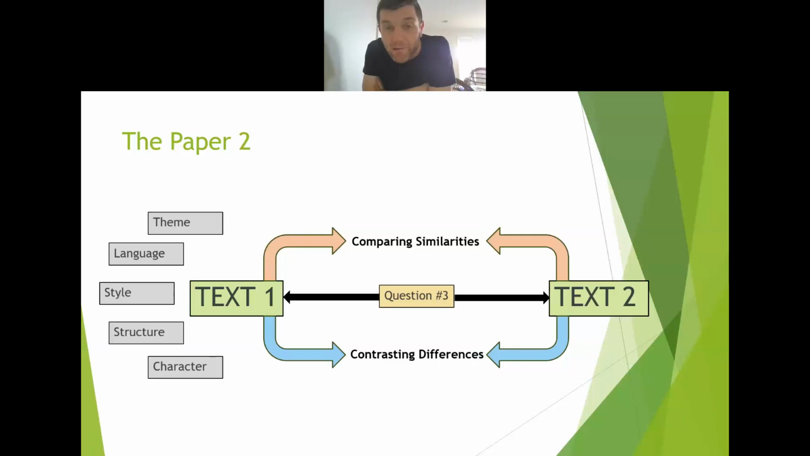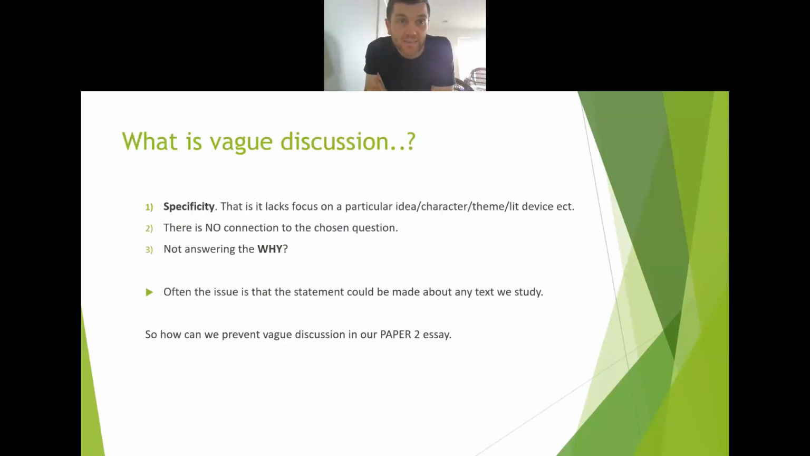You're going to be comparing similarities, you're going to be contrasting differences, and you're going to be looking at language, style, and structure. So how does the language, style, and structure in each of the texts help the author explore the question, but also things like theme, character, setting, etc. So with that in mind, we're going to be looking at vague analysis.